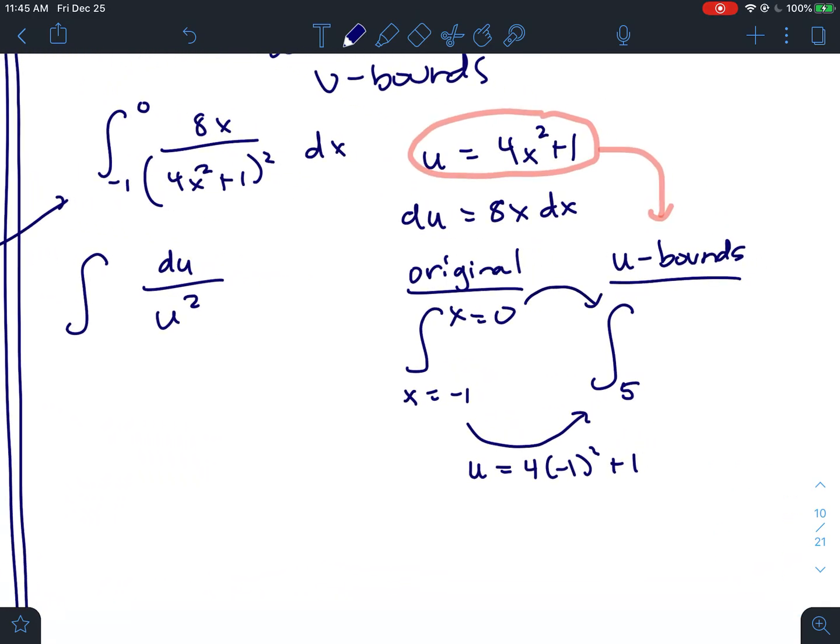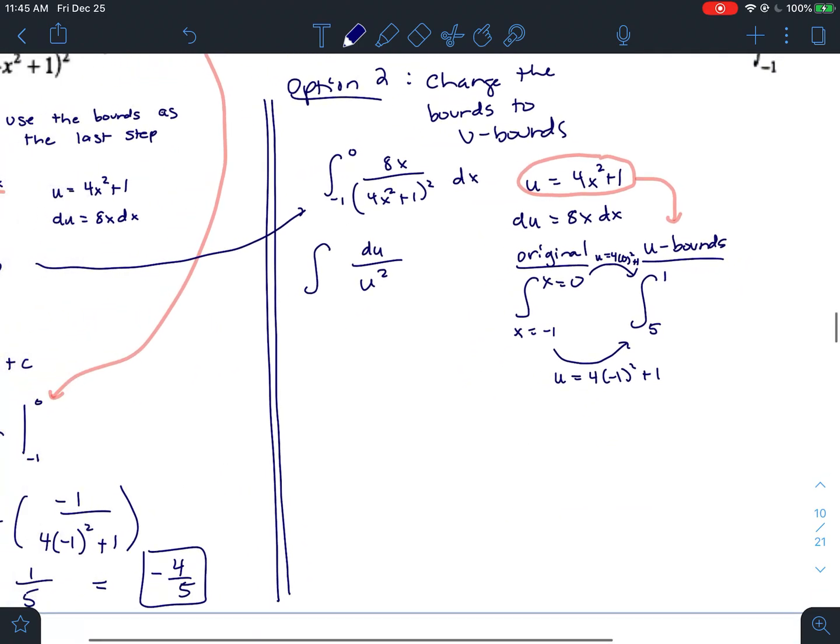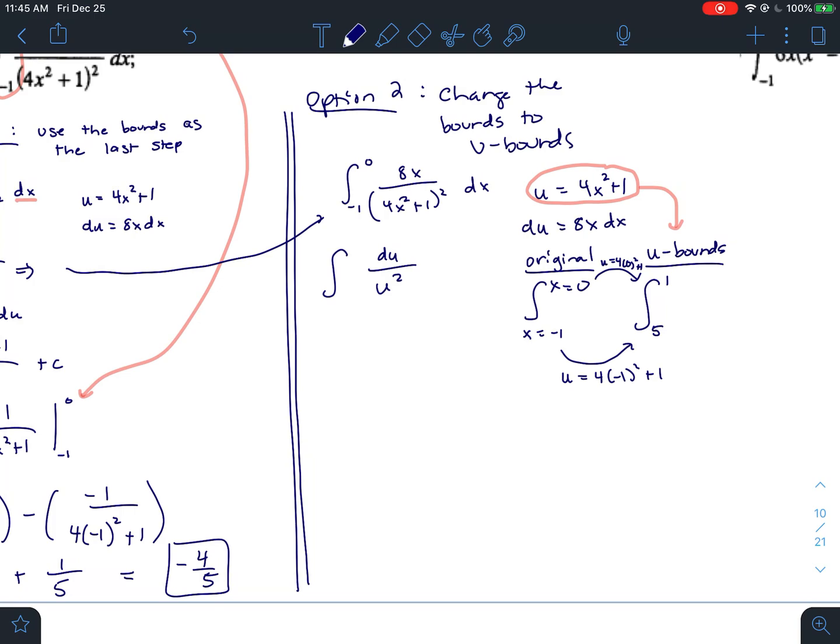And then for that top bound, you're going to plug 0 in for x. So u equals 4 times 0 squared plus 1. So that top u bound will be 1. So my two u bounds are 5 and 1. So now I'm going to integrate this between 5 and 1. And so we've already done that antiderivative, and this would be u to the negative 2 du.